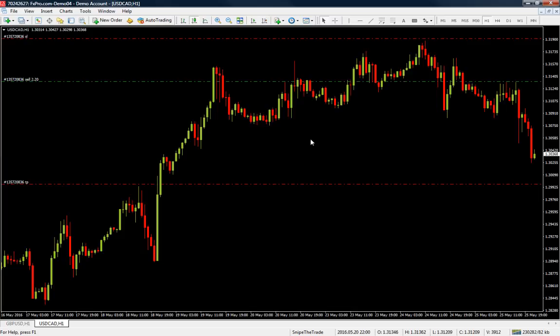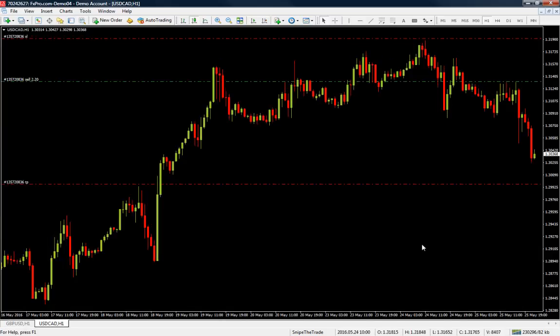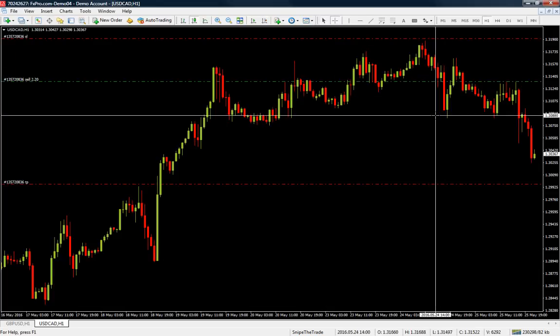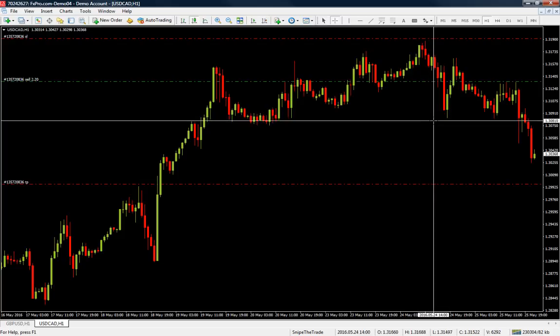Now let's imagine that, first of all, I'm going to show you where we took our position, and for that I'm going to show you our terminal. You can see that the US dollar Canadian dollar sell position was taken on the 24th of May at around 15 hours on my MetaTrader 4 clock. Now I'm going to grab my crosshair tool and show you exactly where we took that trade. So it's the 24th at 15 hours.